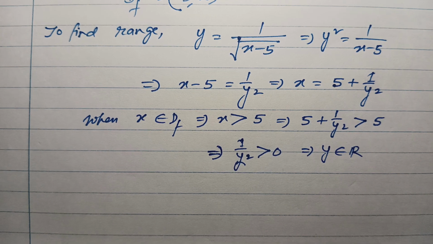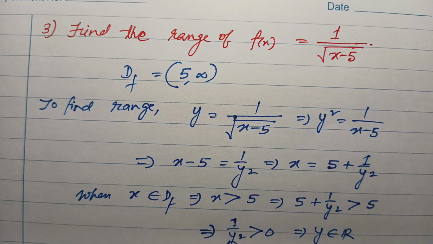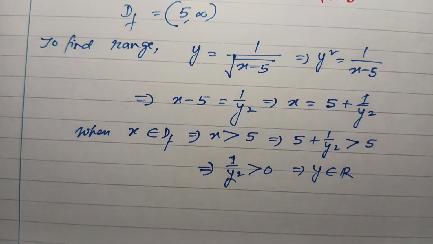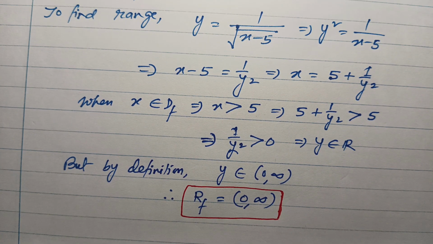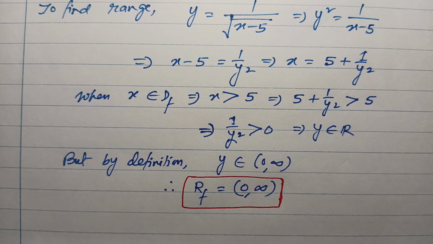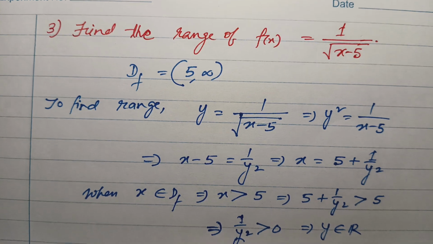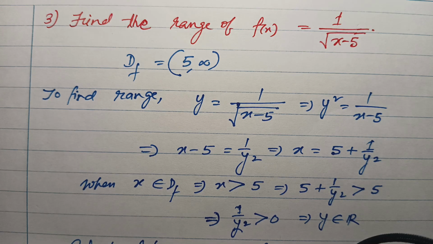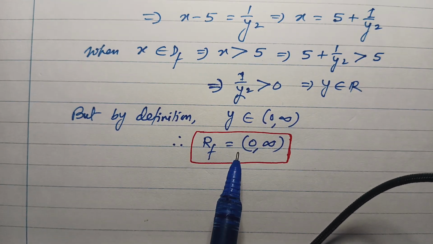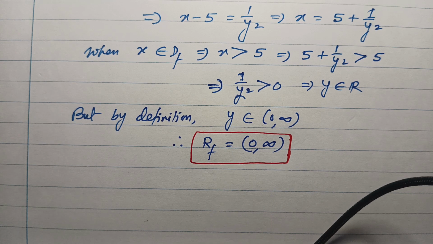But by definition we see that here also in the definition we have taken the positive square root, also non-zero. Okay, y cannot be equal to 0, so we'll write down, by definition y should belong to 0 to infinity, hence the range is from 0 to infinity. In fact, whenever you get a function of this sort, 1 by square root of something linear, then the range will be 0 to infinity if it is a positive square root. If it is a negative square root, it will be minus infinity to 0, and 0 will not be included.